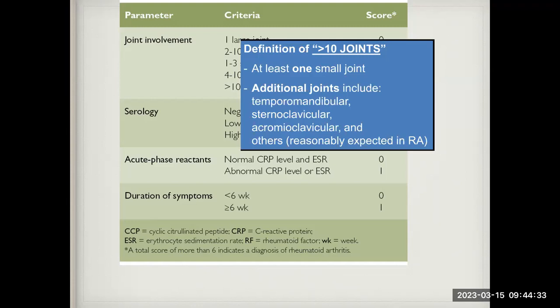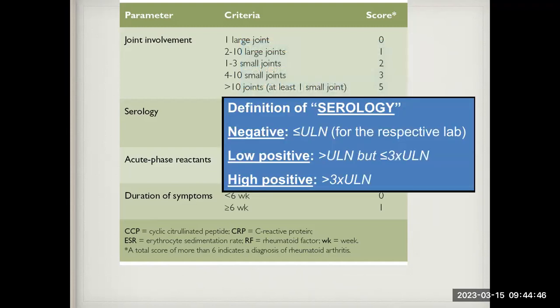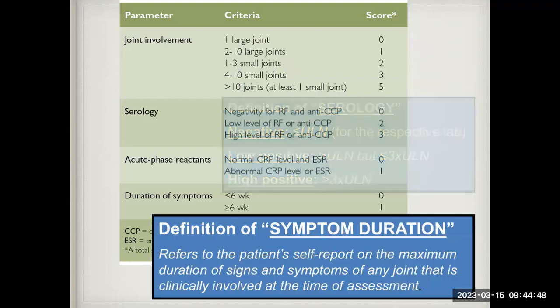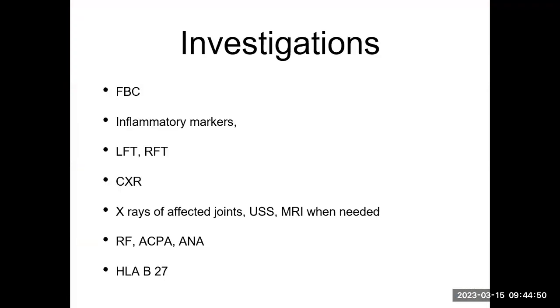Definition of more than 10 joints. Yeah, so there are additional joints: temporomandibular, sternoclavicular, acromioclavicular. Sometimes I have had patients with cricoarytenoid joint involvement as well. Right, so that's how you diagnose it.